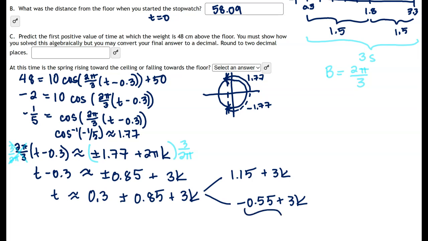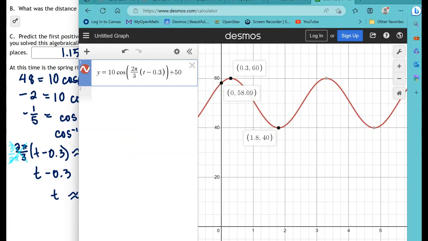So we could check that. It's looking to me like the 1.15 is actually going to be it. I will get a 2.45 if I add 3, which is bigger than my 1.15. So this 1.15 seconds will be my answer. And we can switch back over, like I said, now that we've done this algebraically, and double check on the graph and make sure that that looks right.